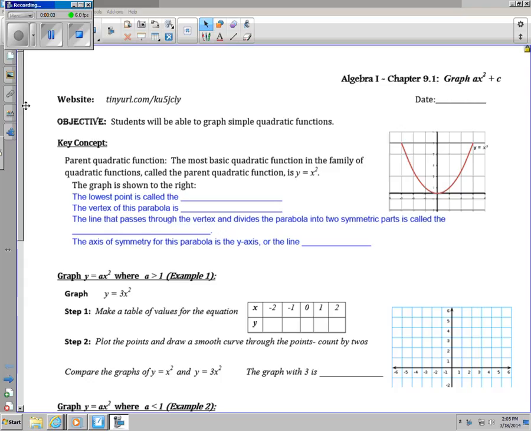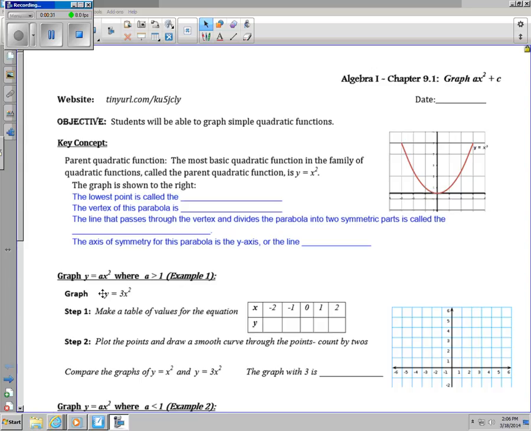Okay, here we go with Chapter 9. Chapter 9 begins with graphing the quadratic equation ax squared plus c. Now, we've been working with quadratic equations all through Chapter 8, and so now what we're going to do is just be graphing some of those quadratic equations that we have already been working with. And today we're just going to learn about the graphs and how we graph them and what each of the parts of the graph mean, or each of the parts of the equation means.